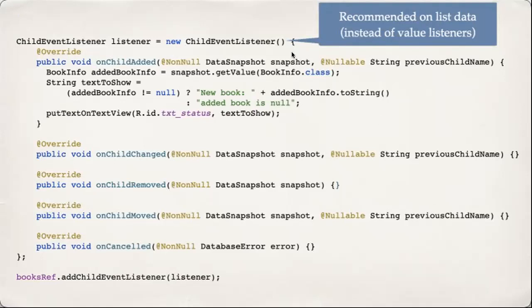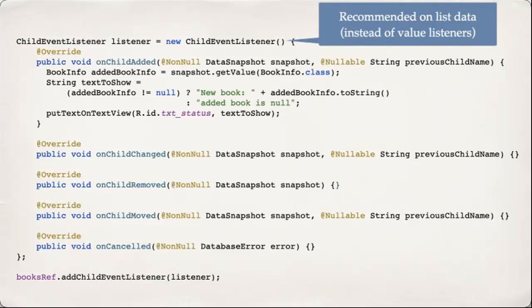Well, as you can see in the callbacks, let's quickly go over those. The first callback it adds is on child added, then you have on child changed, then on child removed, on child moved to some other path, and on cancelled. So all of these pertain to some modifications to the child. That's why the name child event listener.